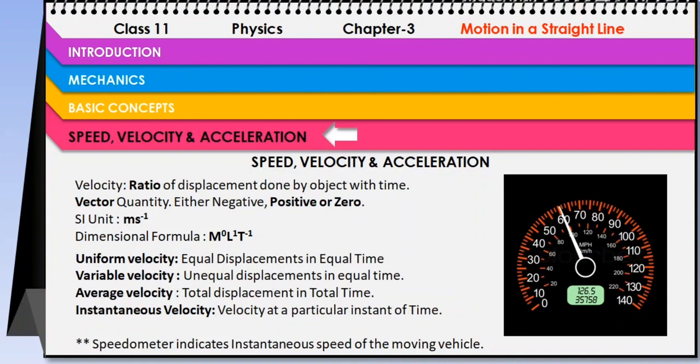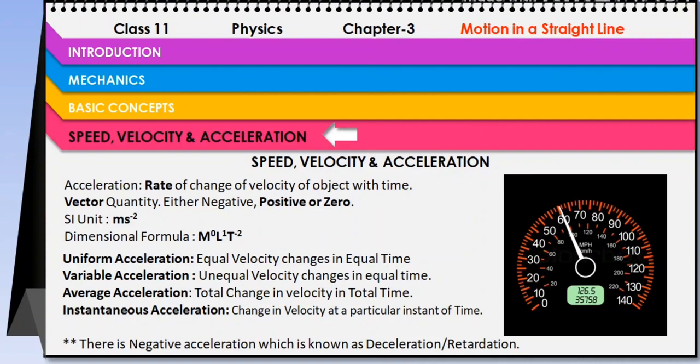What is velocity? It is the ratio of displacement done by the object with time. It is a vector quantity as it depends on displacement. It may be either negative, positive or zero. SI unit the same, meter per second. So dimensional formula will also be the same, M0 L1 T-1. Now again let us talk about the types. Uniform velocity: equal displacement in equal time. Variable, that is non-uniform velocity: unequal displacement in equal time. Average velocity: total displacement in total time. Instantaneous velocity: velocity at a particular instant of time.